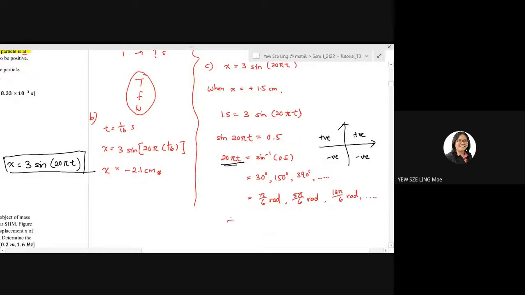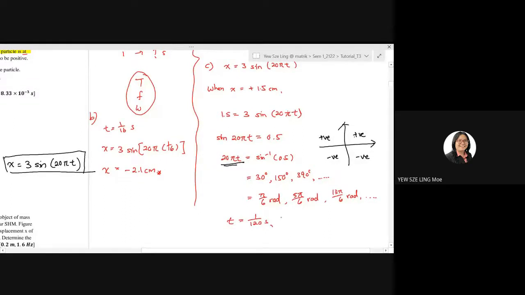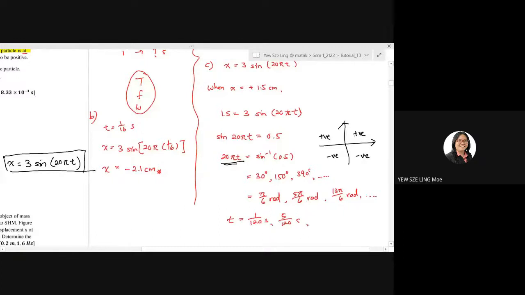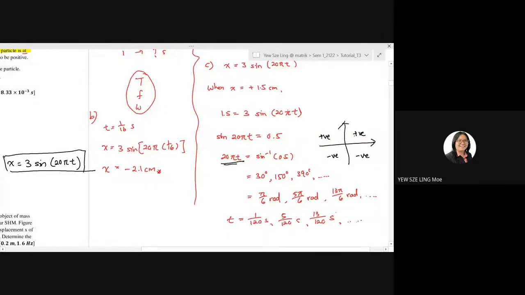So the time is then equal to 1 over 120 second, and then 5 over 120 second, and then 13 over 120 second, and so on. Right? So x is equal to 1.5 cm at these given times: 1 over 120 second, 5 over 120 second, 13 over 120 second, and so on. It keeps going on until the oscillation stops.